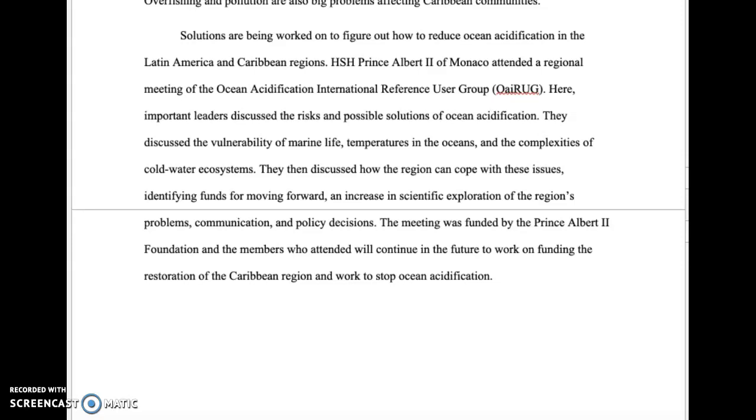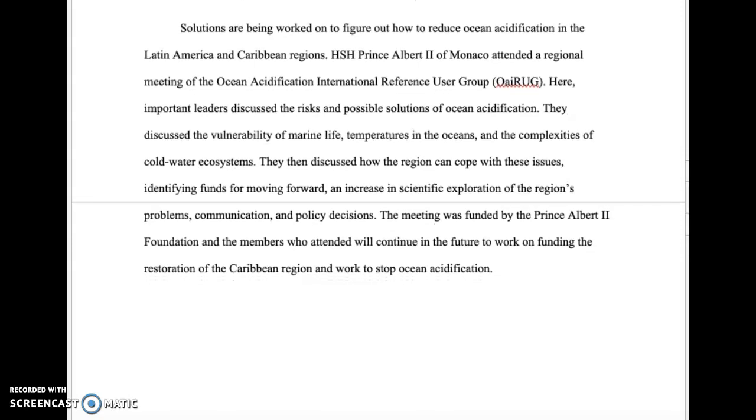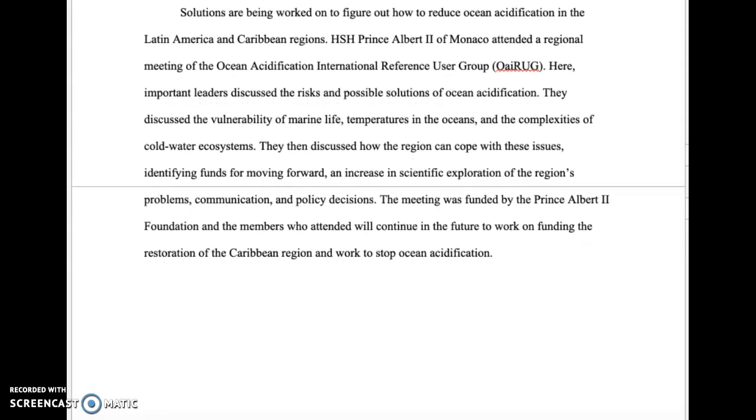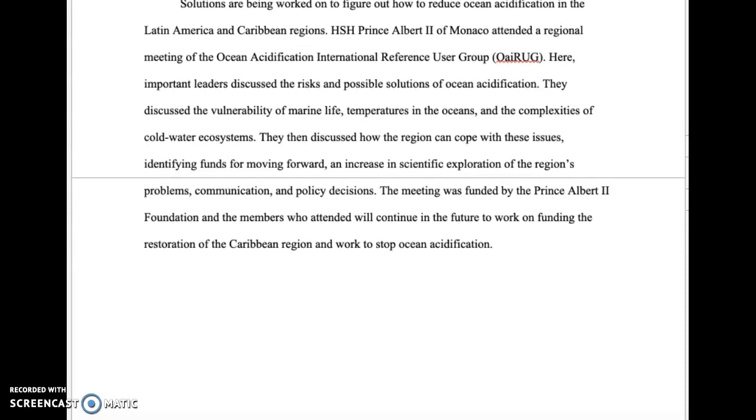They discussed the vulnerability of marine life, temperatures in the oceans, and the complexities of cold water ecosystems. They then discussed how the region can cope with these issues, identifying funds for moving forward, an increase in scientific exploration of the region's problems, communication, and policy decisions.